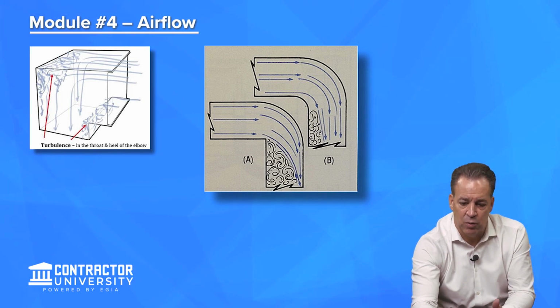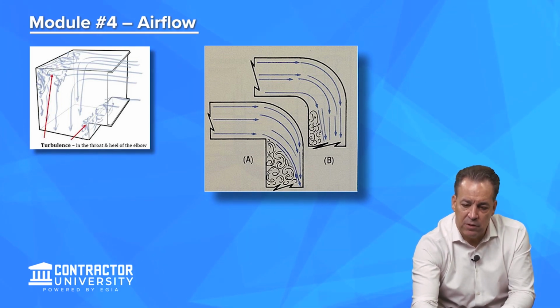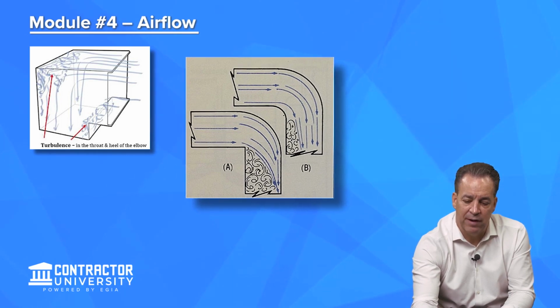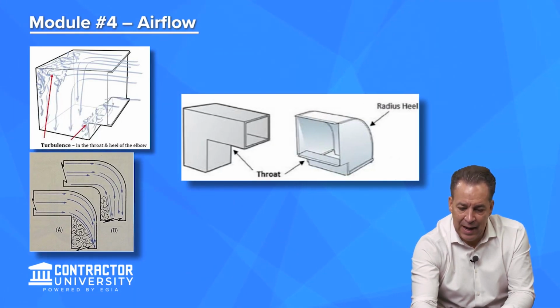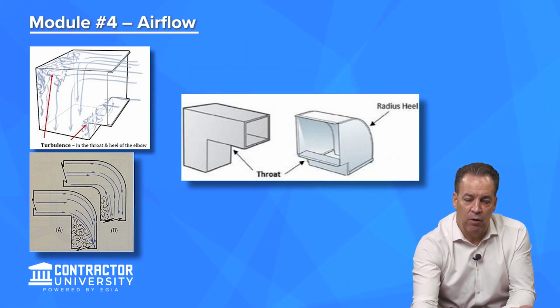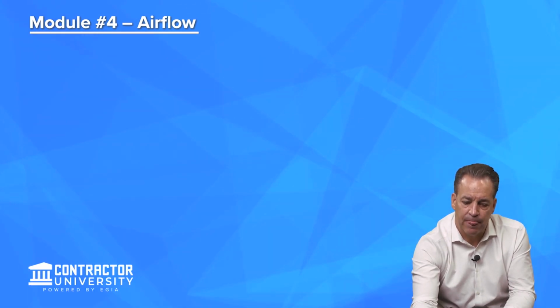This creates turbulence, which creates noise. And so could we basically prescribe some solutions where we renovate or replace the duct system? And as you can see the different throats, squared versus radius, and ideally it would be a radius in here too. So look for what you're seeing out there. What can you upgrade? What can you replace?